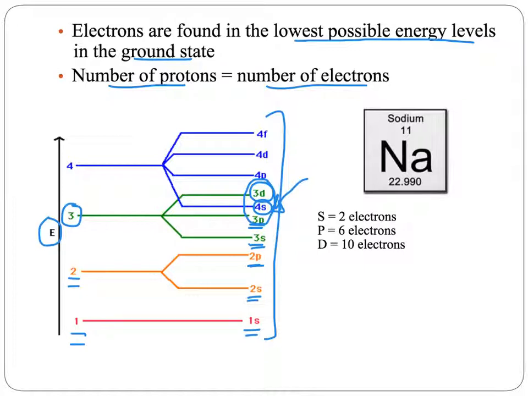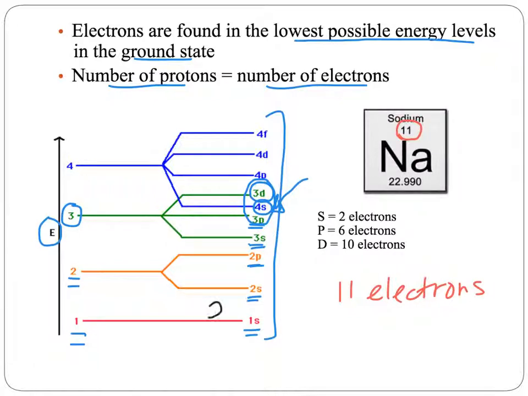So to take sodium as an example, to think about how many electrons are in each of these orbitals, you see that the sodium, I have a little block here from the periodic table, and the atomic number is 11. So we have 11 electrons to go into these orbitals. How will they be found? We start at the very bottom, the lowest energy level, and start filling our way up.